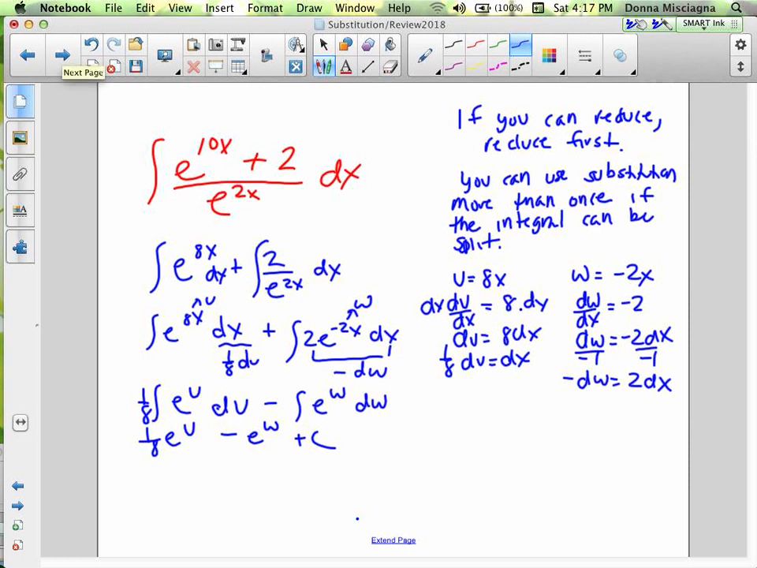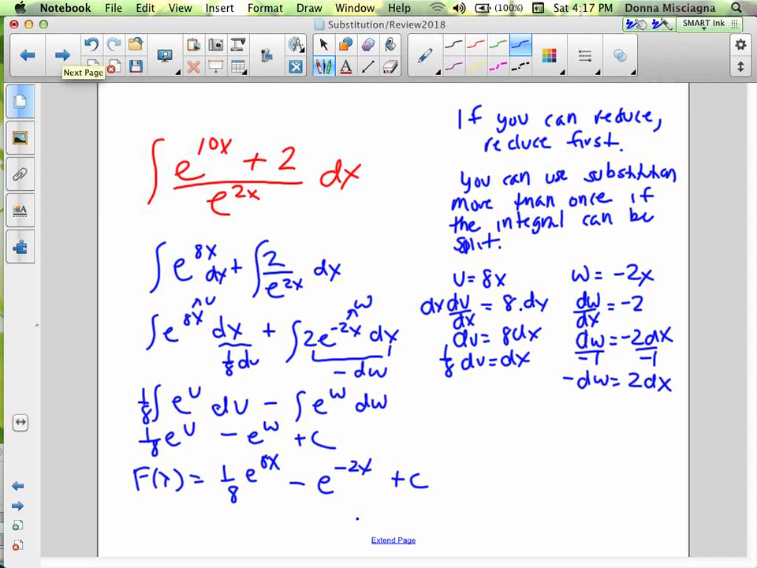All right, so now we took the integral. Now all we got to do is substitute back. We can't leave it like this. f of x equals 1/8 e to the, so u was 8x, right? So we'll replace the u with an 8x, and then minus e to the negative 2x plus c. All right, and we've replaced everybody back.